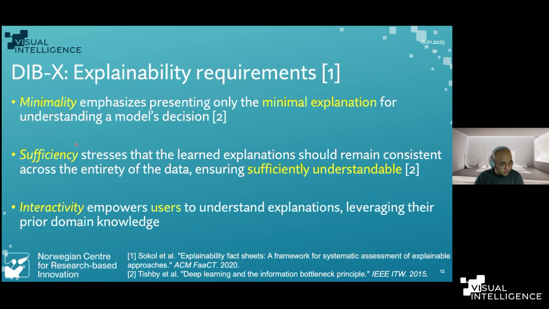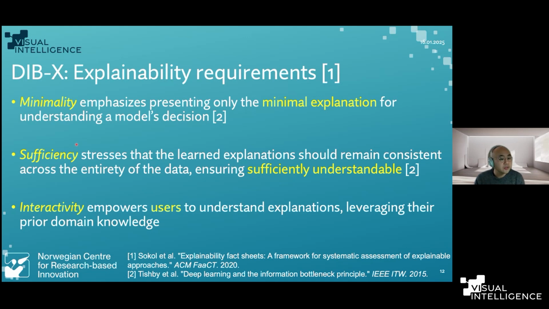The sufficiency principle stresses that the learned explanation should remain consistent across the entirety of the data, ensuring it is sufficiently understandable. This reflects the concept of self-explainability, because we don't want to create one explanation per sample one at a time, but we want to train the self-explainable system as a whole. Then we want the model to provide good explanations for unseen data as well.